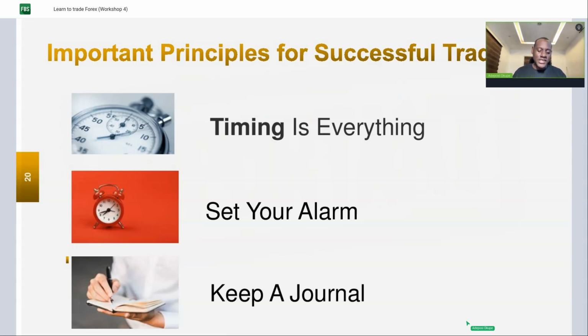So what you do is you set your alarm. You have to know when the next candle is going to open. So let's go to Zoom so I can show you guys my phone.